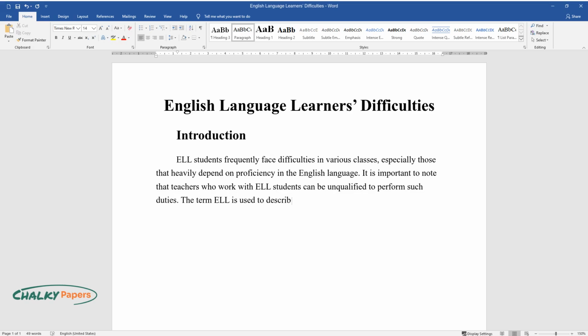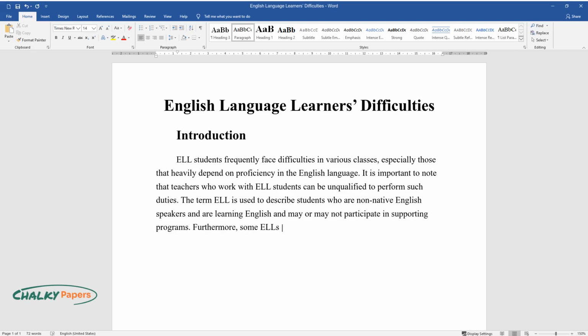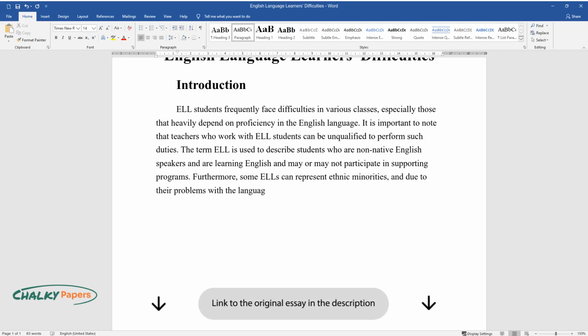The term ELL is used to describe students who are non-native English speakers and are learning English and may or may not participate in supporting programs. Furthermore, some ELLs can represent ethnic minorities, and due to their problems with the language are appointed to low-ability classes.